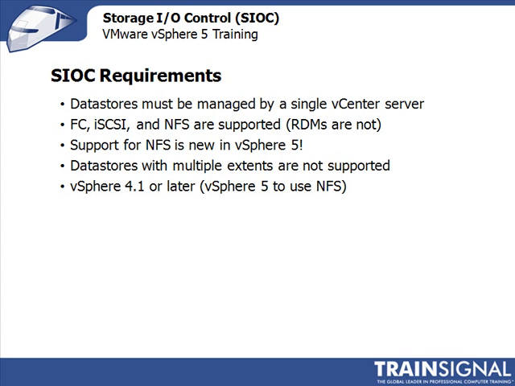You can use either Fiber Channel, iSCSI, or NFS, which is brand new in vSphere 5. With vSphere 5, you can now use NFS with storage I/O control. RDMs are not supported, but Fiber Channel, iSCSI, and NFS are. Data stores with multiple extents are not supported, and you have to have vSphere 4.1 or later really to use storage I/O control, and if you want to use NFS, you have to have vSphere 5 or later.